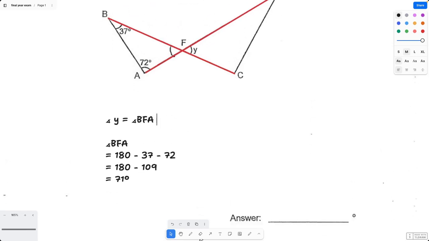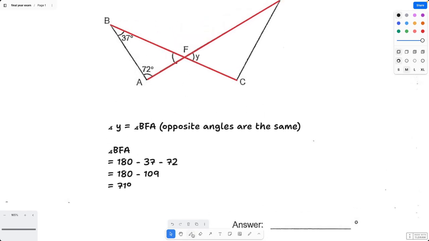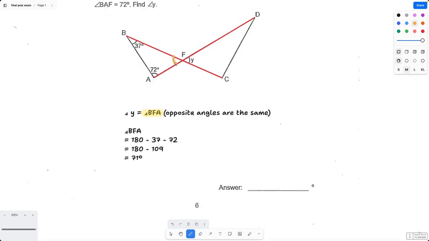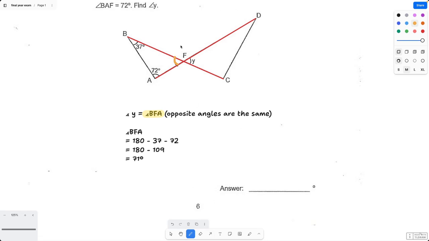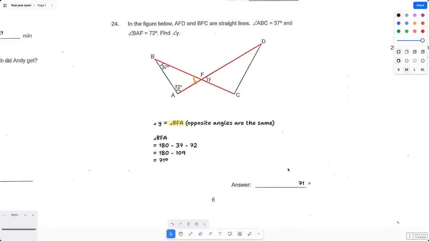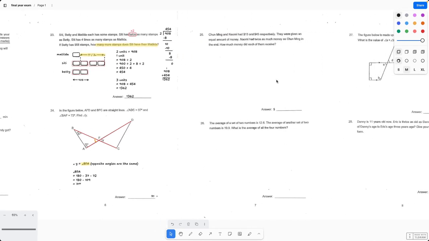This one says opposite angles are the same. So BFA, let me draw the line that is also yellow, which is this. BFA, opposite angles are the same if two lines are straight. That's it. So the answer to this question is 71 degrees. All right, that's it. Let's move on to the next question.